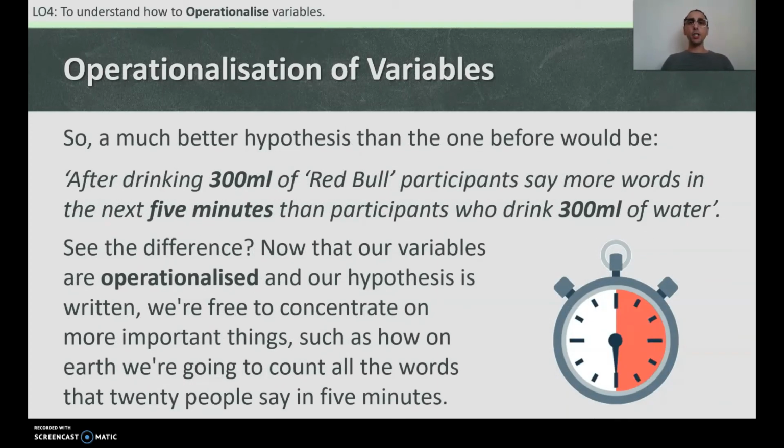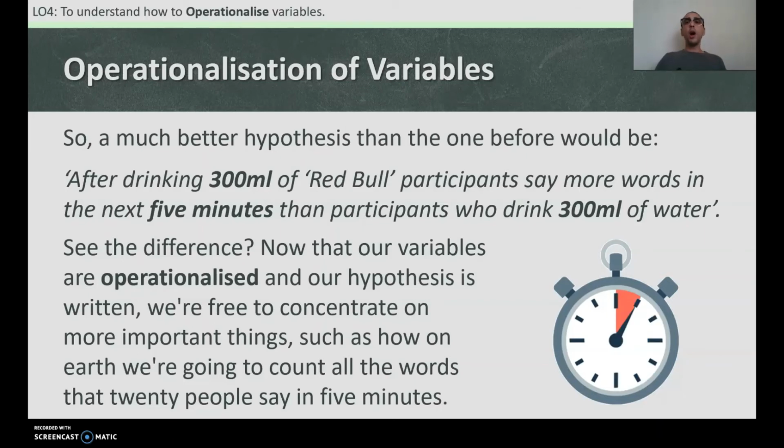So, a much better hypothesis than the one before would be: after drinking 300 milliliters of Red Bull, participants say more words in the next 5 minutes than participants who drink 300 milliliters of water. You see how we've operationalized those variables there? The variable of Red Bull and the variable of time, we've given them specific numbers, right? 5 minutes at 300 milliliters. See the difference? Now that our variables are operationalized and our hypothesis is written, we are free to concentrate on more important things, such as how on earth are we going to count all the words that 20 people say in 5 minutes?